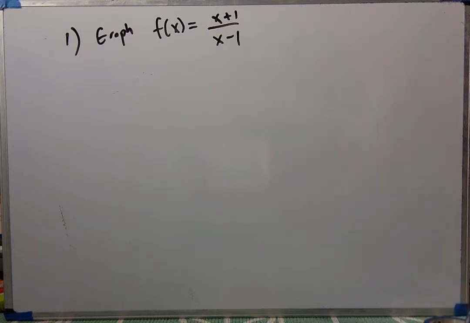Welcome back, guys. This is 3.7 part 2. We were talking now about how to graph rational functions. Last time we talked about finding asymptotes and the zeros.